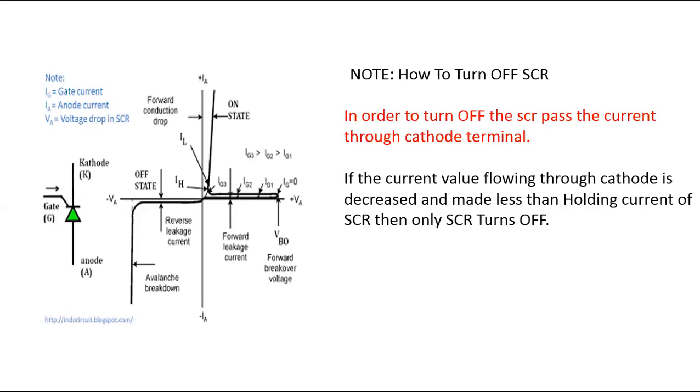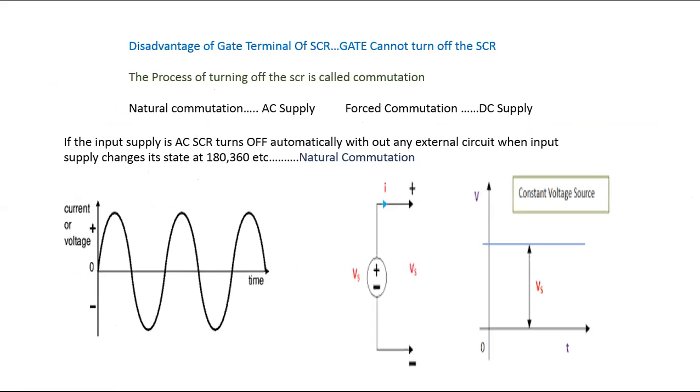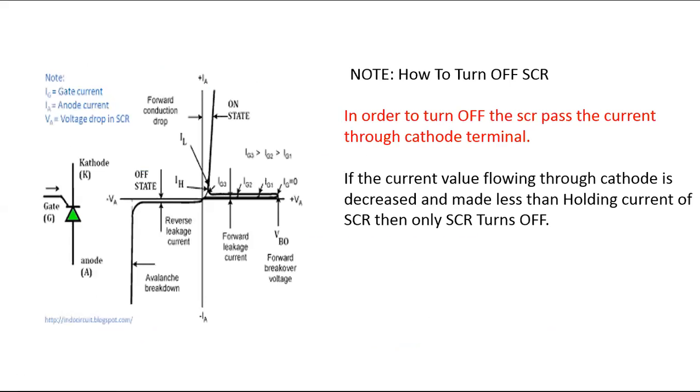Holding current says that it is the minimum current below which SCR turns off. So if you want to turn off an SCR, send the current and make that particular current very less. That is, the minimum current below which SCR turns off is called the holding current. Now we discuss this logic. Now what is this note point we have mentioned?